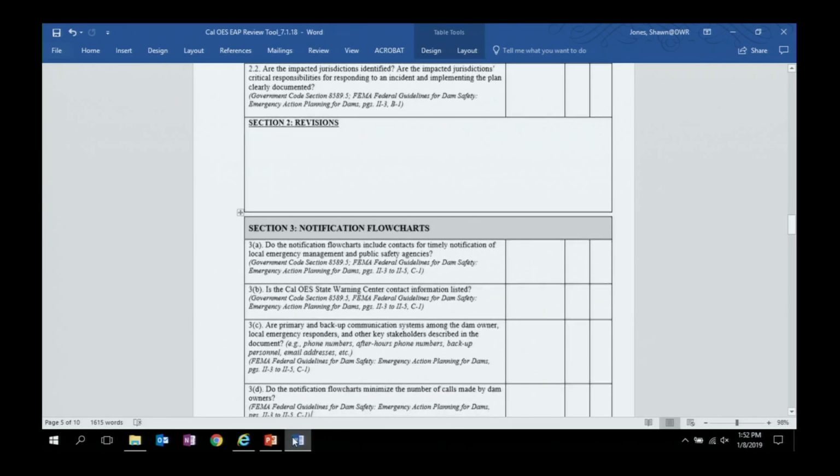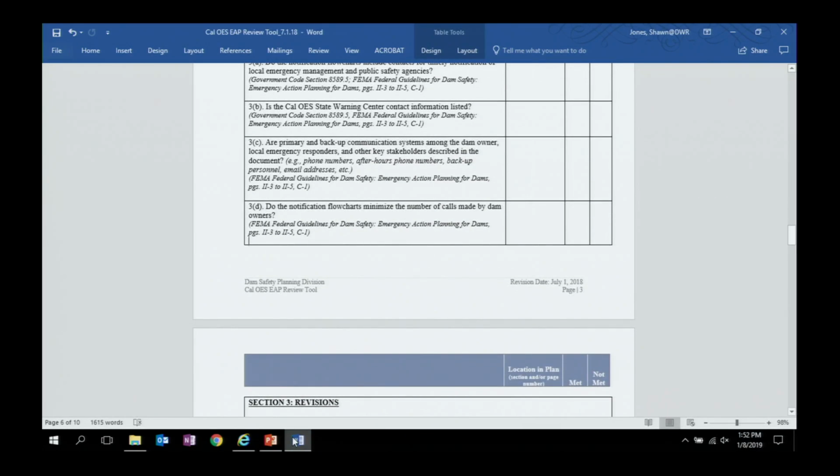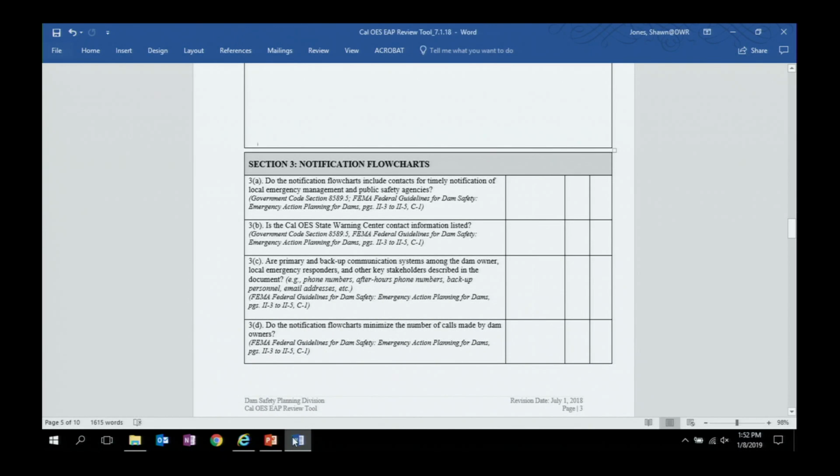Moving on to section 3 with the notification flow chart. Hold on. I apologize on how this is set up. Do the notification flow charts include contacts for timely notification for local emergency management? Who have you included in your flow chart? And is it timely? What we're looking for is 3 to 4 contacts at a time per agency who's listed.